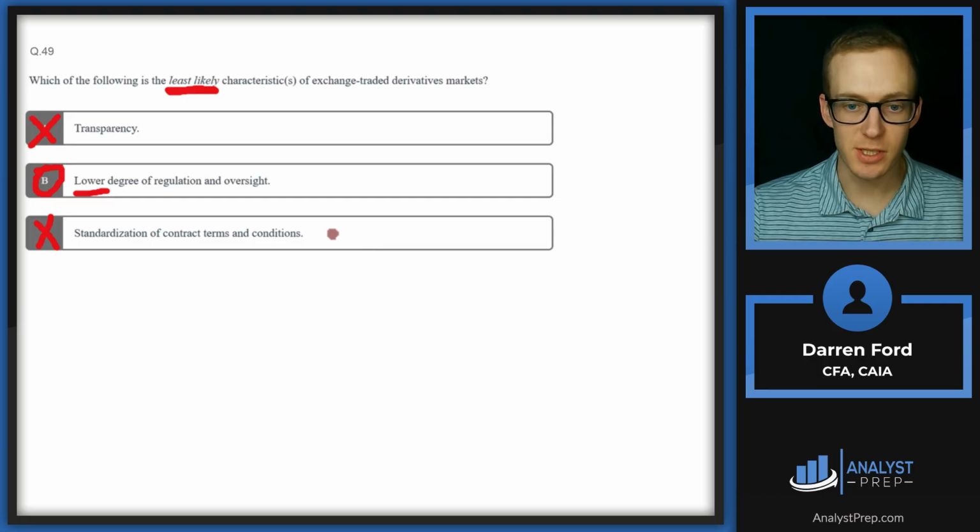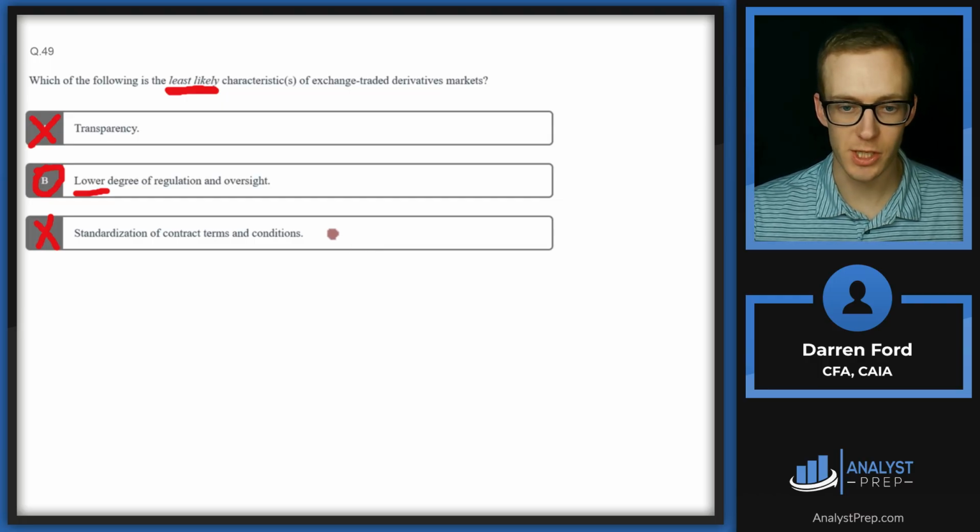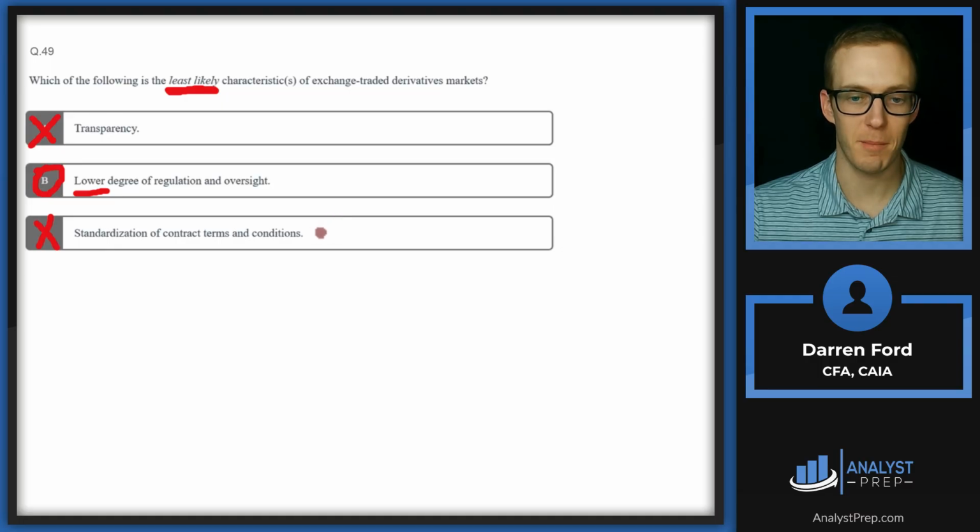For example, option contracts are typically going to be based on 100 shares of stock. You couldn't buy an option contract for 150 or 120 or something more custom. It's going to just be in 100 share blocks. So that leads us to answer B.